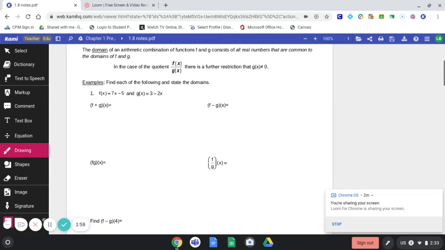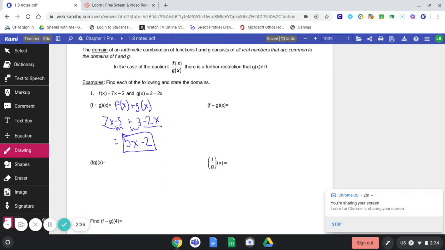So we're going to do a few of these. So we want to do f plus g of x. And again, this is going to be the same thing as f of x plus g of x. So we're going to take this f of x function, and we're going to add it to our g of x function. And now we can combine our like terms. We have 7x minus 2x to give us 5x, and then negative 5 plus 3 to give us negative 2. So there's our answer for that. We're going to go back and look at the domains after we go through these.